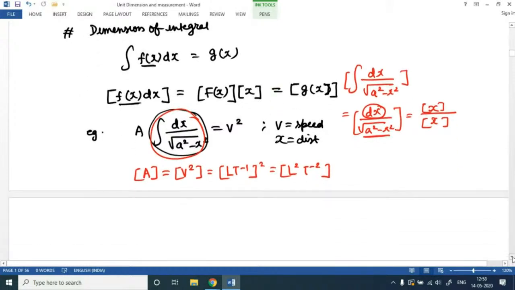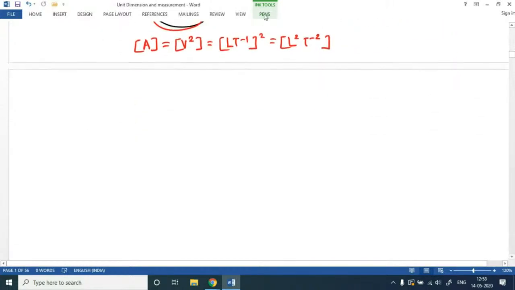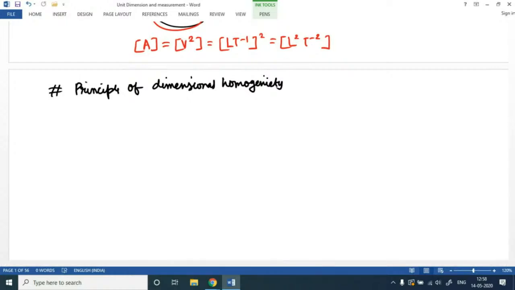So that is one thing. Another important thing about units and dimensions is one simple principle, that is the principle of dimensional homogeneity. Only those physical quantities can be added, subtracted, or compared which are dimensionally the same.